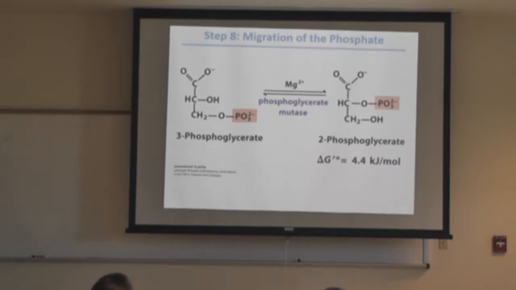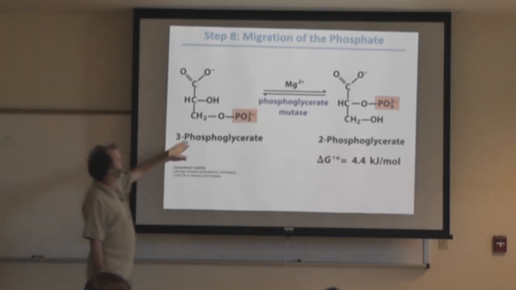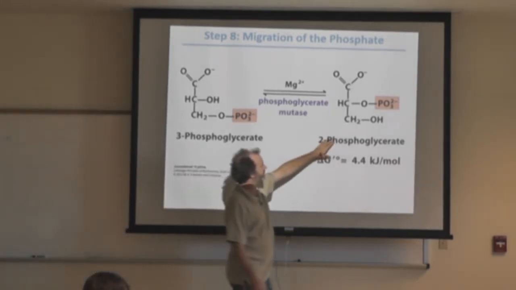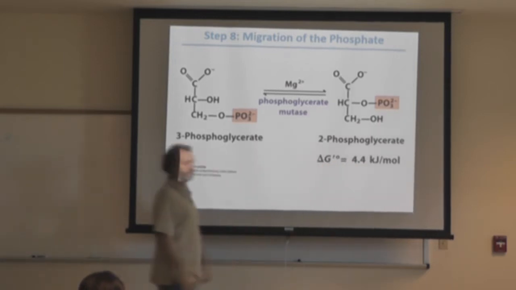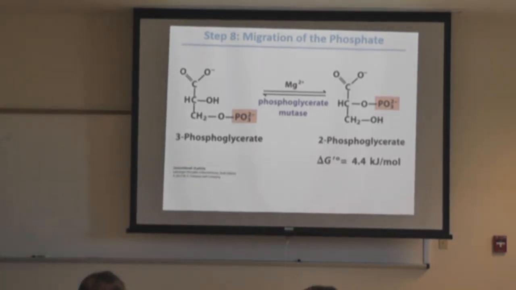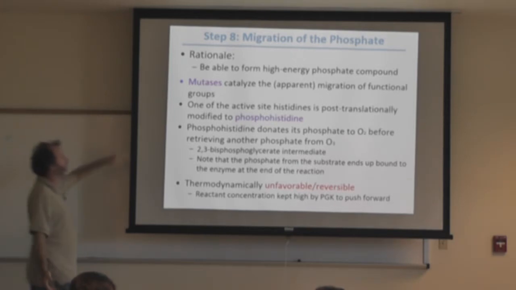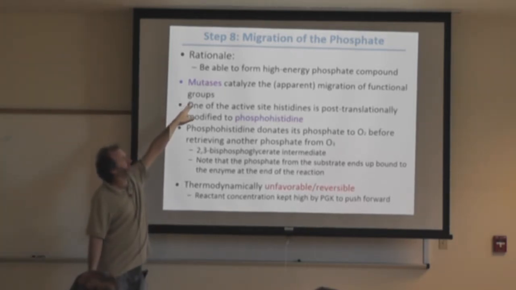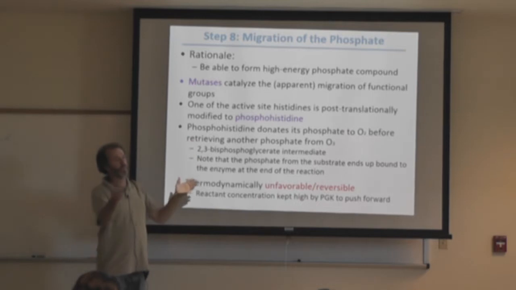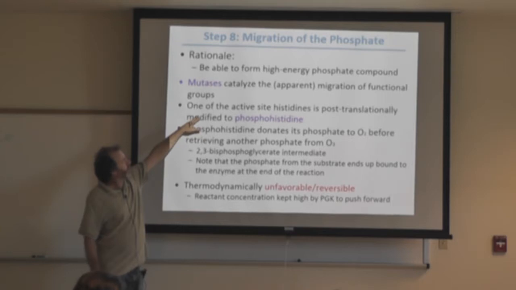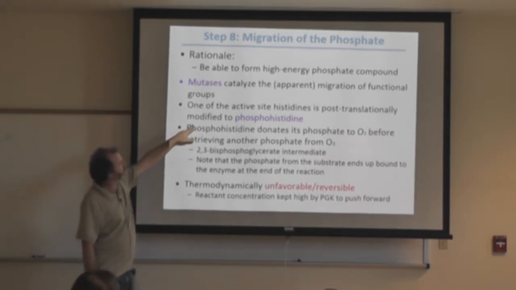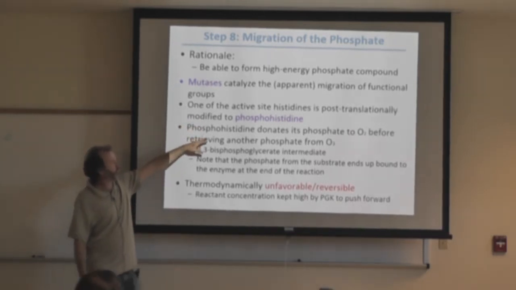So the next reaction is this phosphoglycerate mutase. And it's a mutase, so we're going from 3-phosphoglycerate to 2-phosphoglycerate, and it has a very low change in free energy standard state. So again, that's going to be driven mainly by concentration. And the rationale is to be able to form some high energy phosphate compounds. Mutases catalyze the apparent migration of a functional group, so we're taking it from the 1 and adding it to the 2. And one of the active site histidines is post-translationally modified to a phosphohistidine.